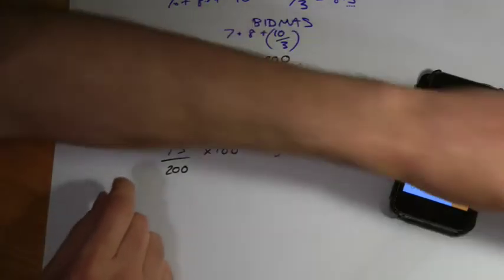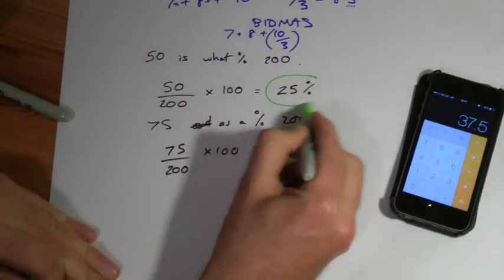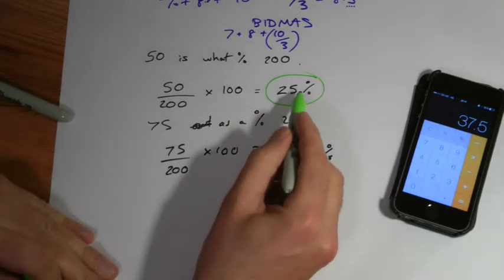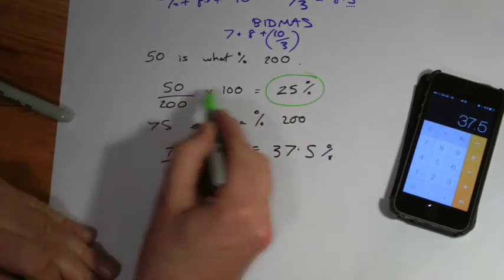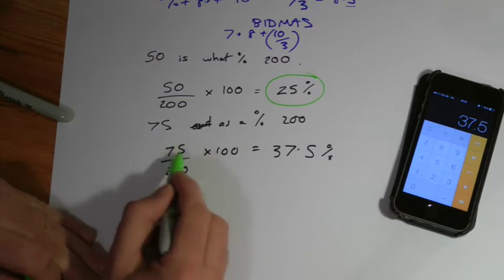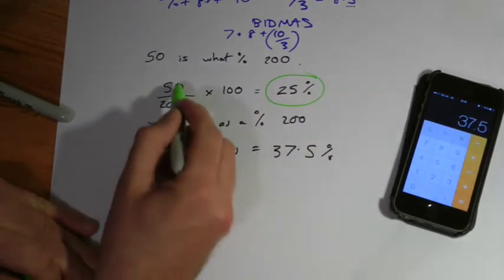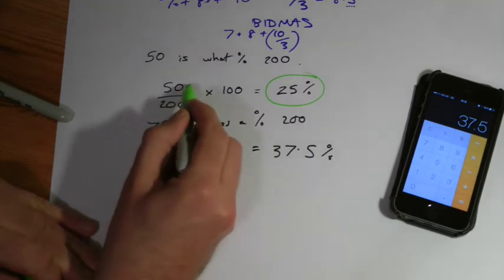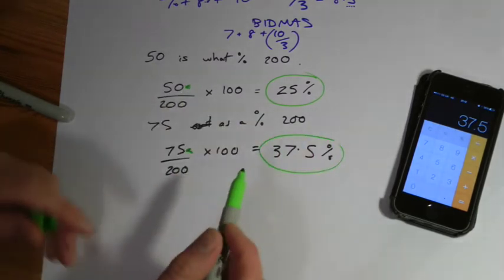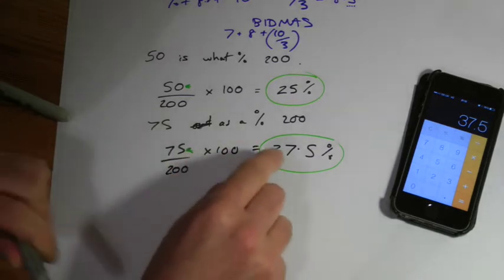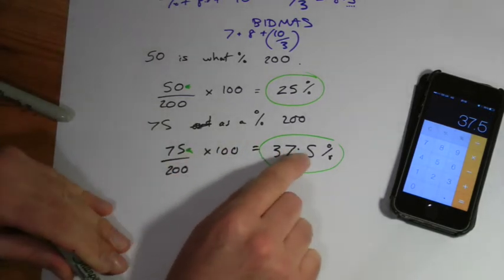If I look at this value, 25%, and if that was for 50, if it's 25%, 75 has got to be a bit more than 25. It's got to be a high percent because I've got a higher number here than here. And look, it is a higher number. It's very worthwhile making an estimate first of all.